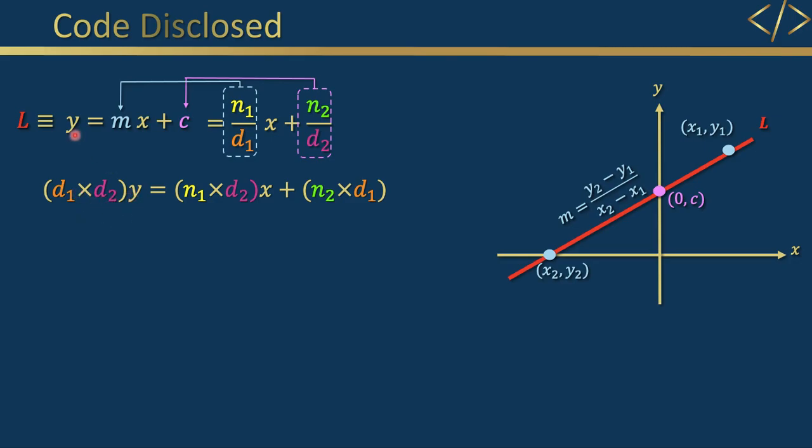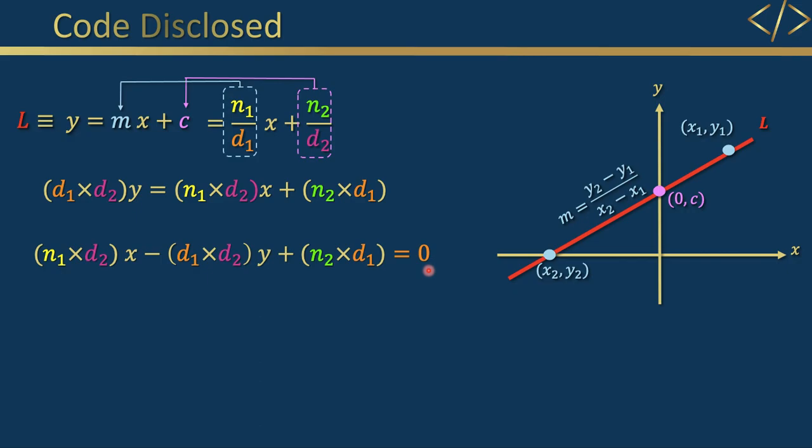So we will have something like this: d1 d2 times y equals n1 times d2 on x, and also the second term, n2 d1. In this case, the right hand side will have a denominator of d1 d2, and the left hand side will have exactly the same denominator, so we can cancel them because it's a common factor. Alright, so let's get the y on the other side. So we have x and we have the constant here. We can move the y to the other side, so we will end up with equals 0 on the right hand side.